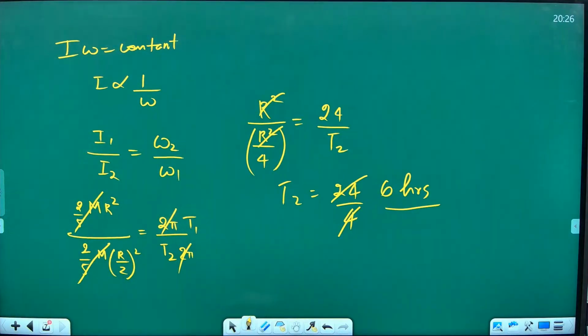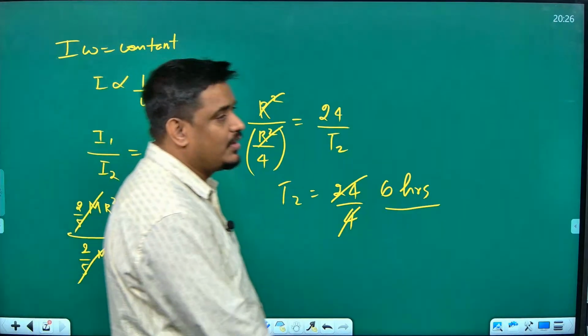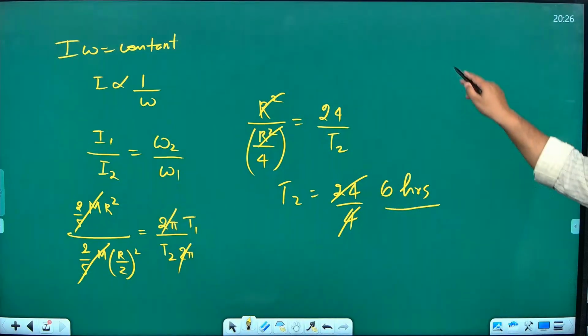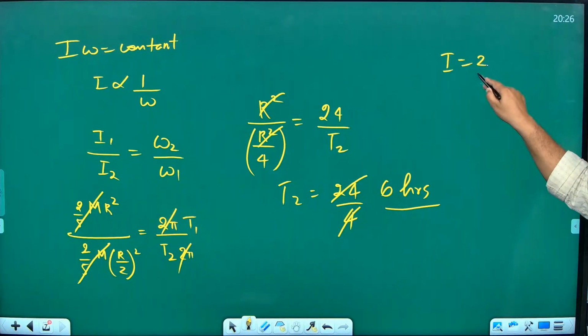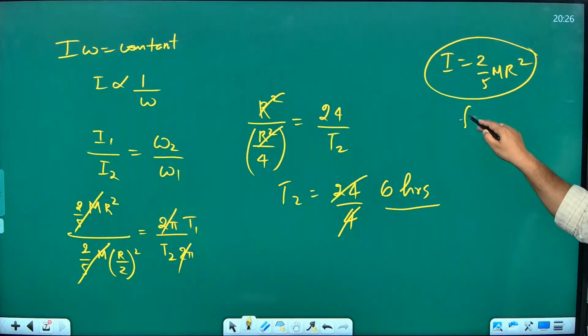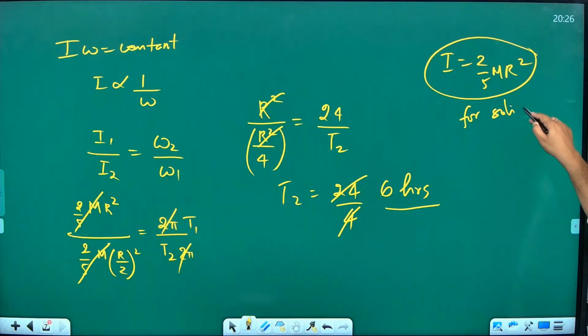You may not know, Tarun and Niharika, that I is 2 by 5 MR square. This may not be known to you. I taught it in the previous class. The moment of inertia of a solid sphere is 2 by 5 MR square, that I have taught in the previous class. For a solid sphere. Is it clear to you how it came? Anybody has doubt in this?